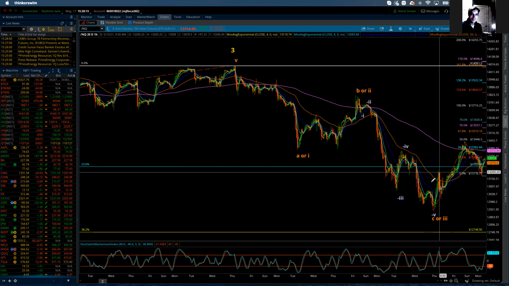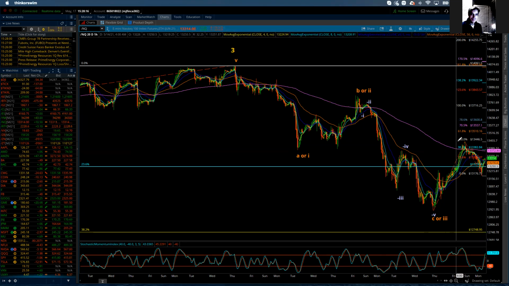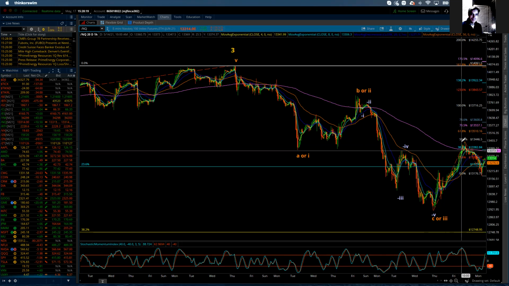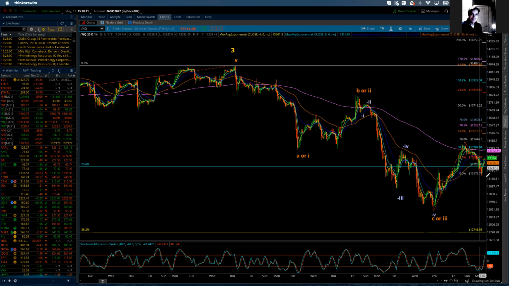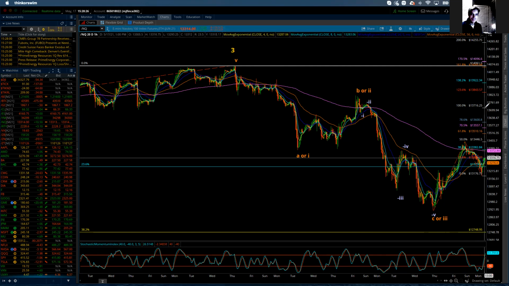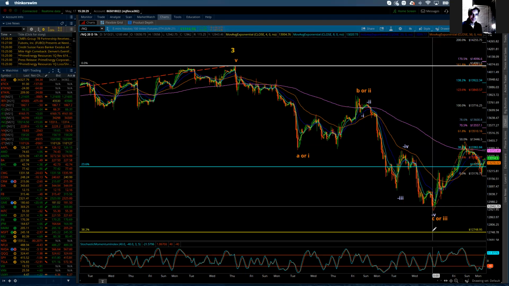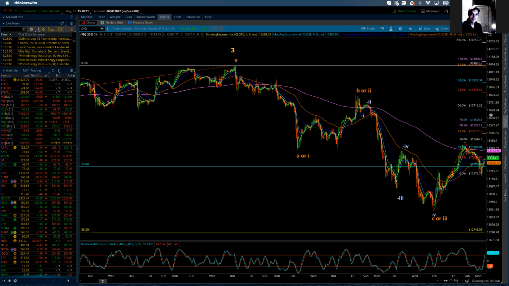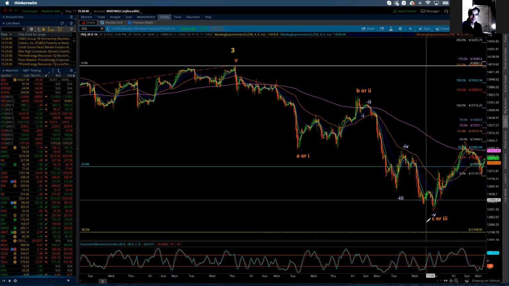Or it can be A, B, C of A of B. This could be B of B, and we're in C of B, this being A, this being a B. That's what it'd be labeled. The larger would be a B. And then expectation would be for a C wave decline. C waves are always 5-wave structures. So it will turn into something that looks like that.